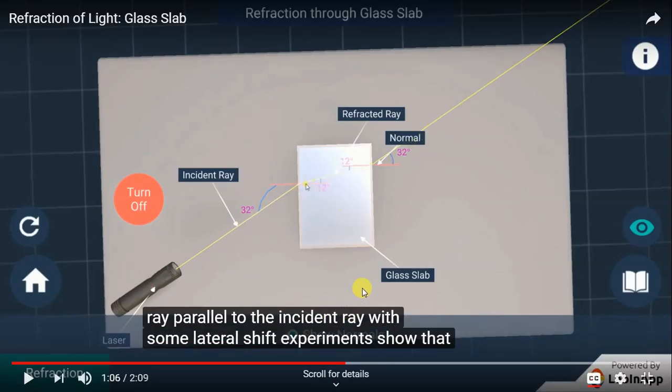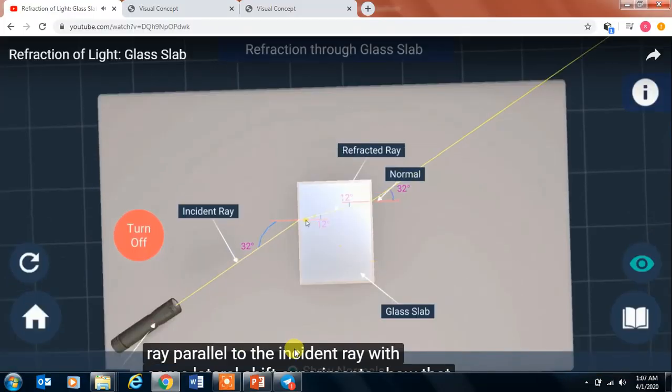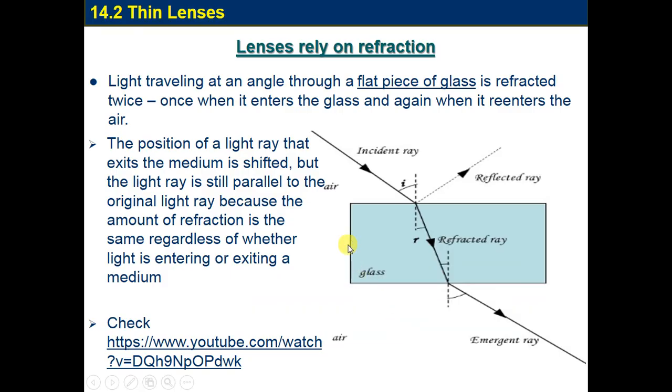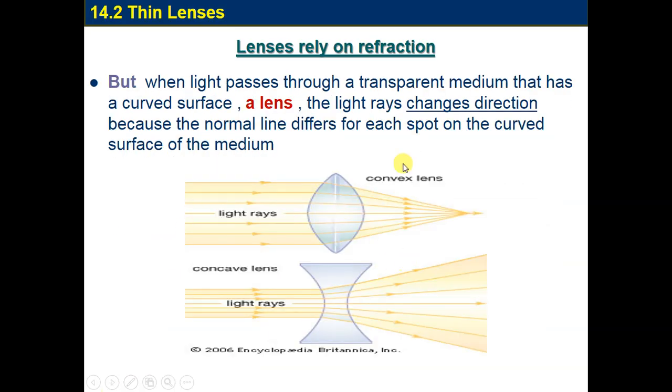Experiments show, okay, so the emergent ray is the same as the incident, it's just shifted parallel to each other. Okay, so now we will start talking about lenses. What is a lens? So a lens is also a piece of glass, but pay attention here, it's not a flat piece of glass, it's a curved piece of glass.